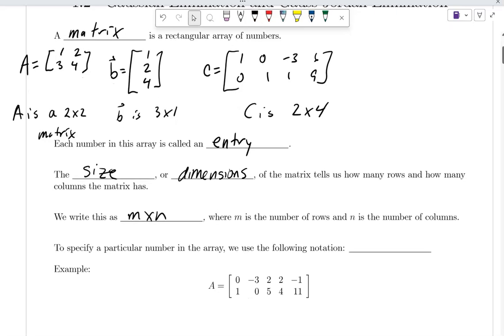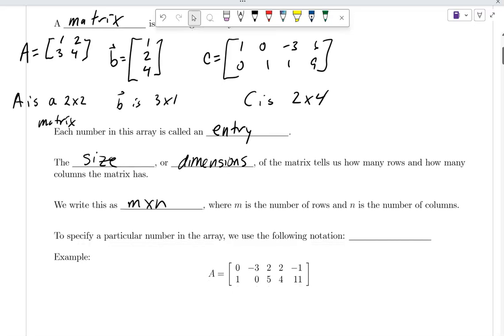All right. So if we want to identify a particular entry in a matrix, entries are typically referred to with little letters, and the small letter will correspond to the capital letter of the matrix. So if I'm talking about capital A, I would use a little a and then two subscripts. The first subscript is the row number. The second subscript is the column number.